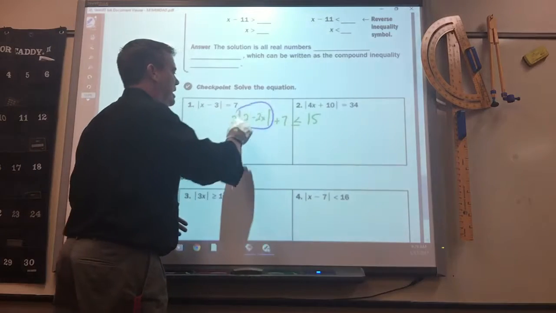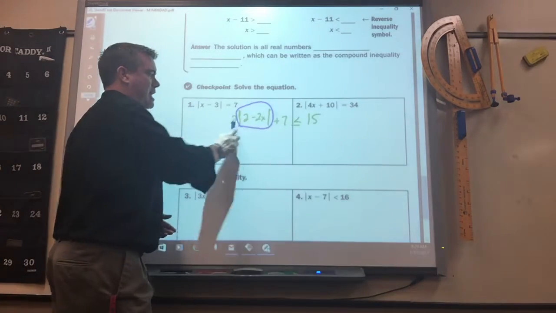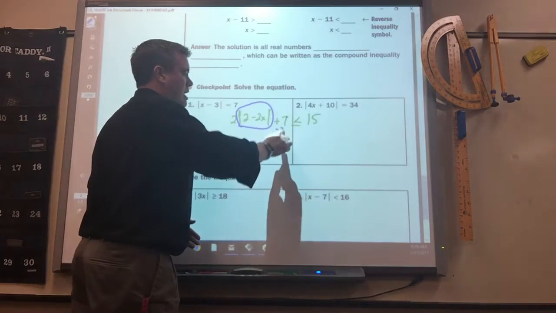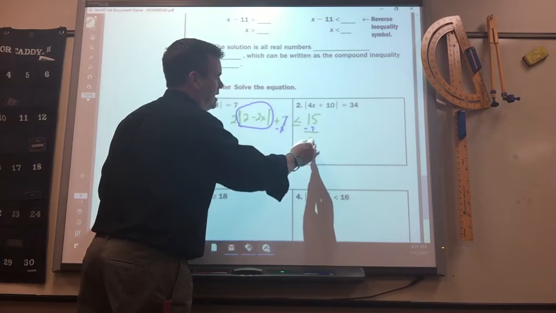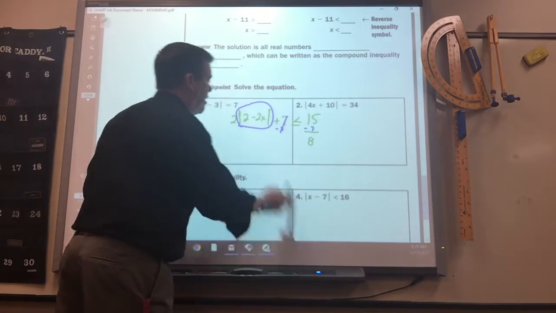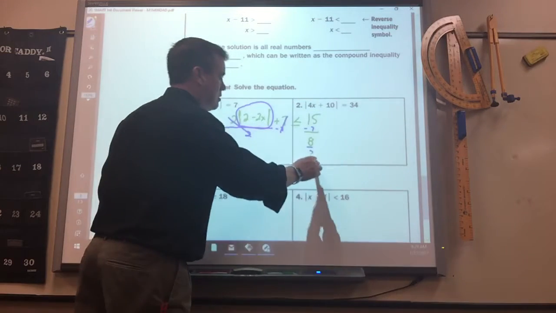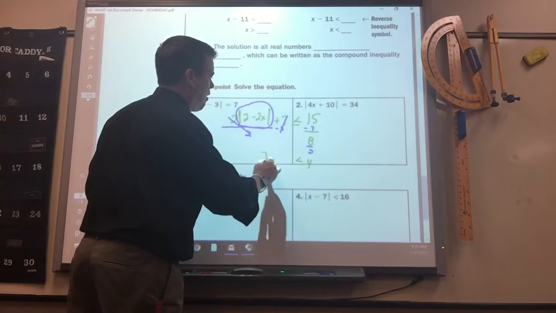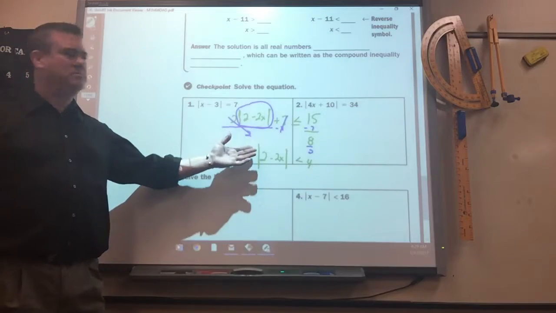Before you rewrite it, you got to get that by itself. So we got to do two things. You got to get rid of that and that. So remember, you do the adding or subtracting first, so I'd have to subtract 7, and I would get 8. Then I would have to divide by 2, and I'd get 4. Okay, understand what I did?